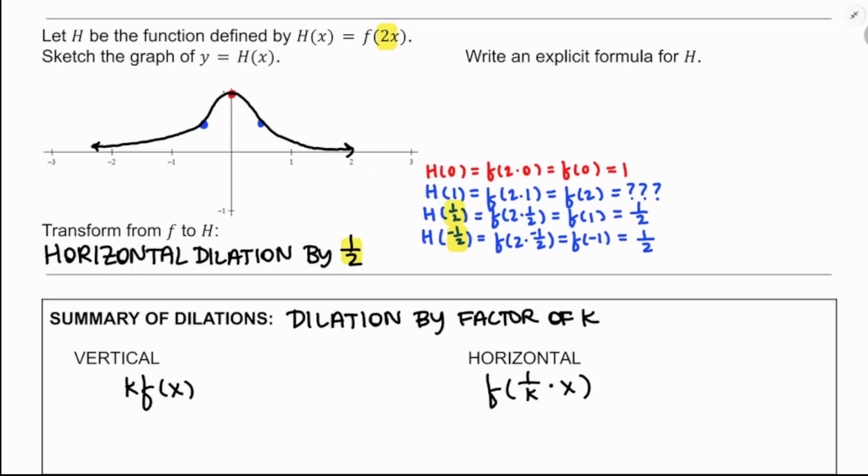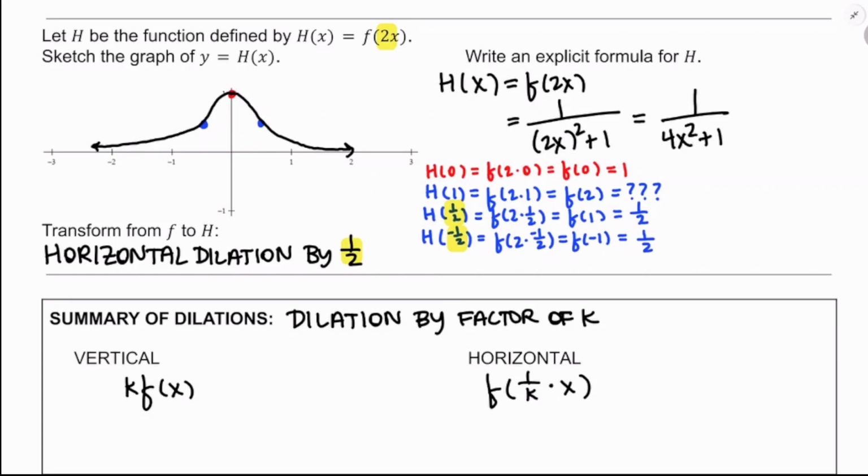It looks like I forgot to write an explicit formula for h, and this is something that we need to be able to do. So I'm just going to go in and say, all right, h of, no, not h of 2x, h of regular x equals f of 2x. So wherever I see x in the formula for f, I'm going to replace it with 2x in parentheses, and that's going to end up being the same as 1 over 4x squared plus 1. Okay, I think that's going to be enough for that example.